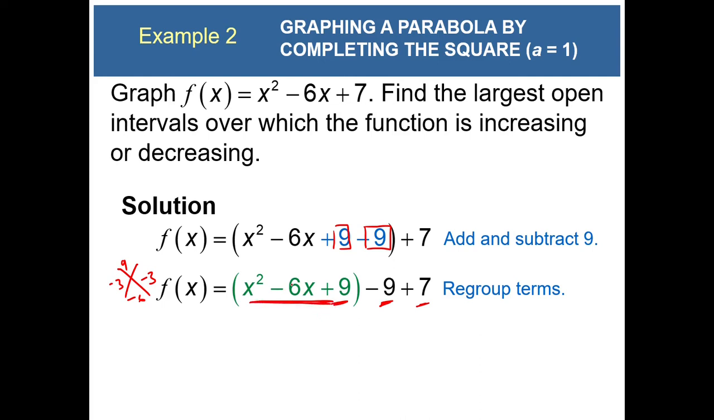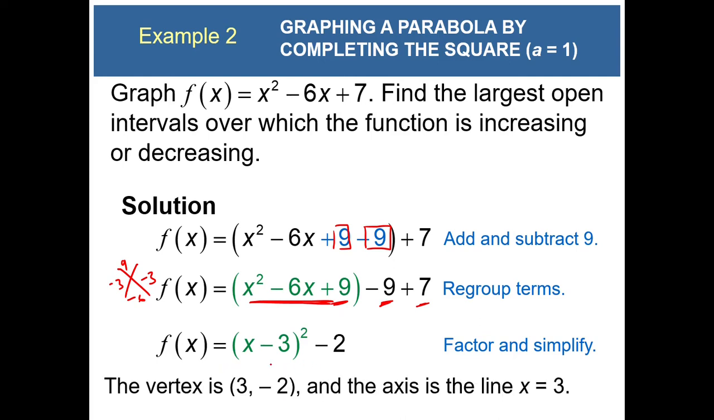Also, the shortcut is simply to take that b and cut it in half. So I can write x minus 3 because we take negative 6 divided by 2. So our function is now f of x equals x minus 3 squared minus 2. Well, that means the vertex is h, k, and so the vertex is 3, negative 2. And our line of symmetry is x equals 3.